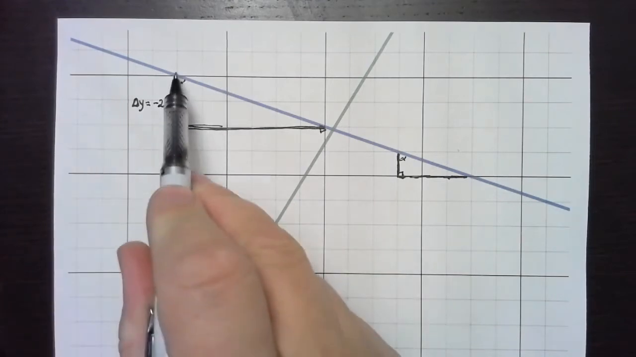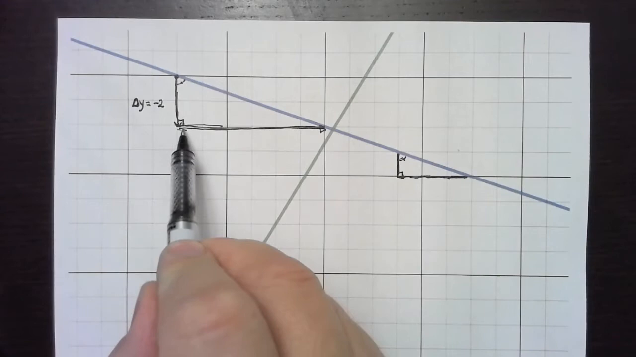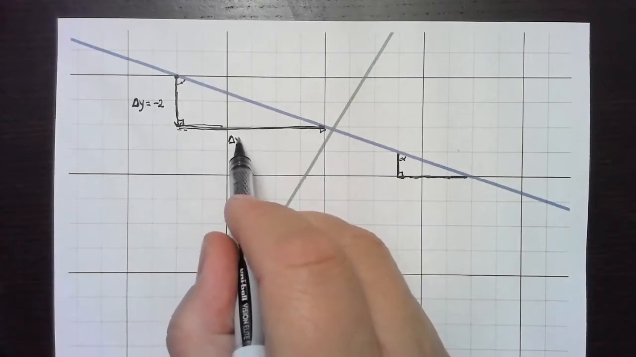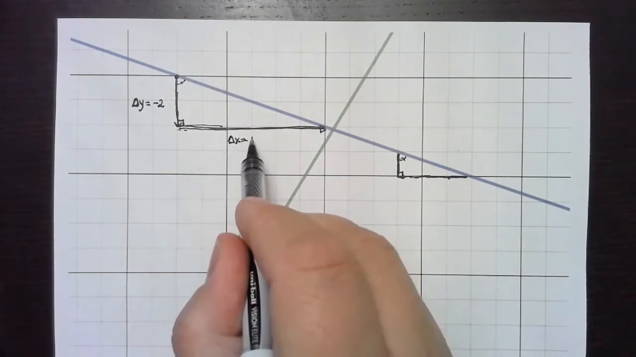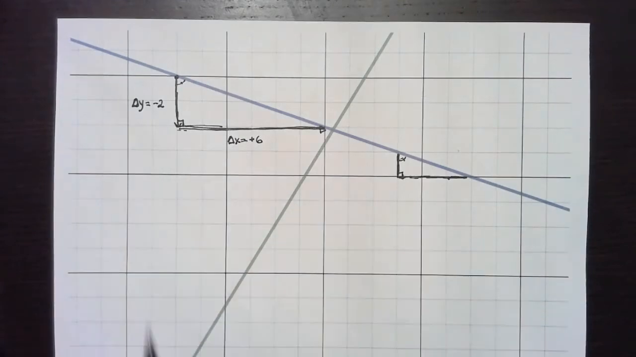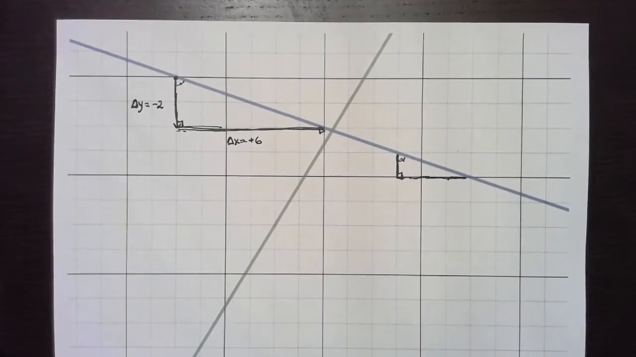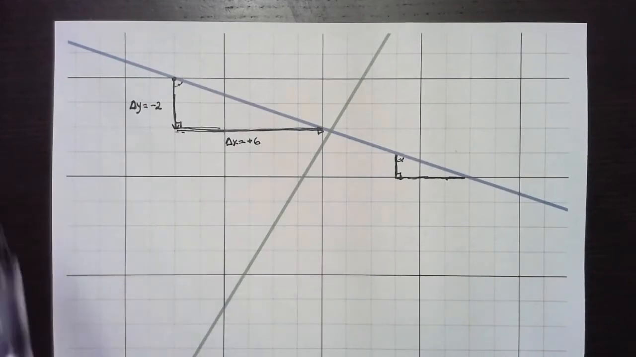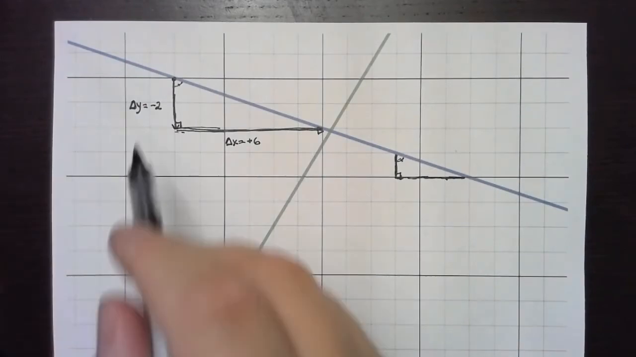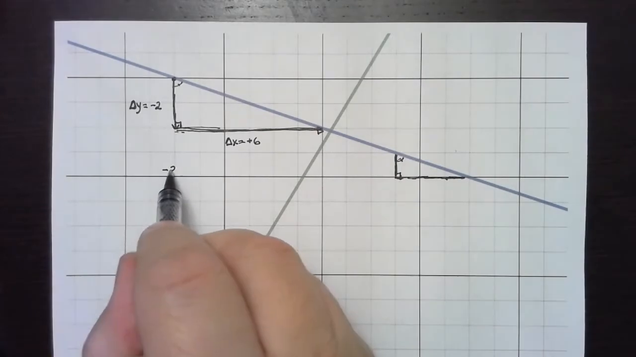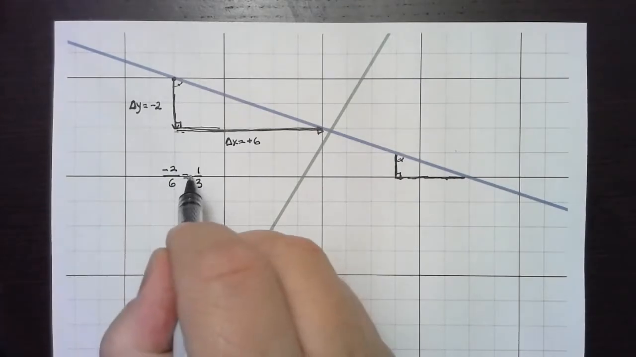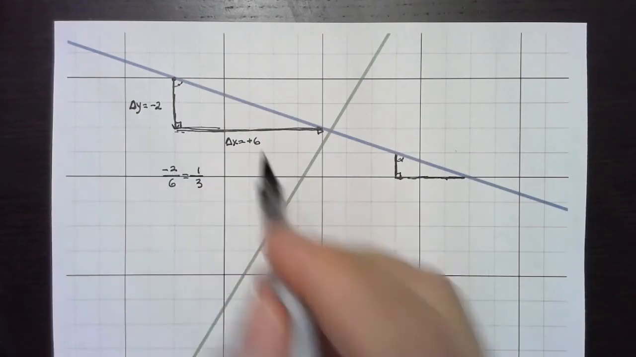And then, as I moved here and then over to there, I'm moving to the right 6 units. So I would say my change in x, since it's to the right, is plus 6. Of course, you don't need to write the plus, but when I'm writing changes, I like to write the pluses and the minuses to emphasize if it's a change in the positive direction or a change in the negative direction. And the ratio of these, minus 2 over 6, which of course reduces to minus 1/3, is what's known as the slope of the line.